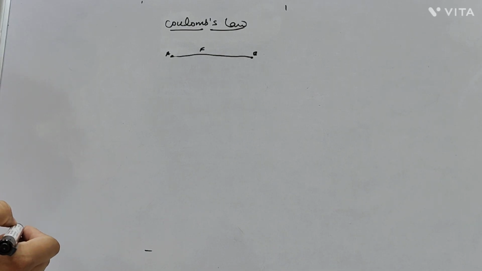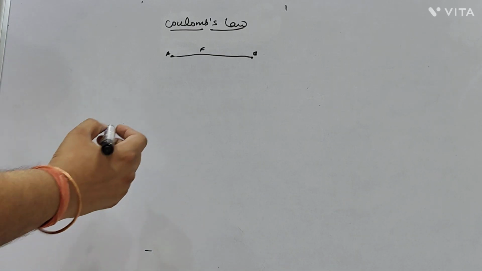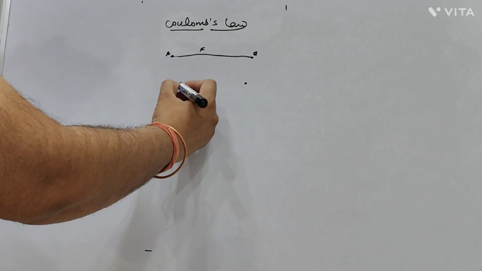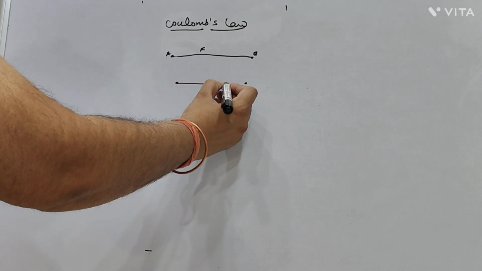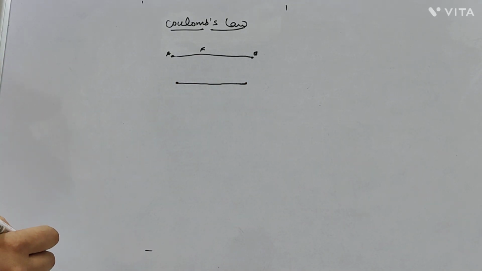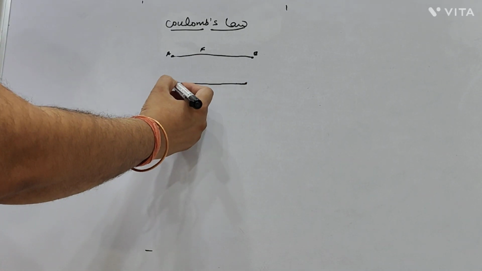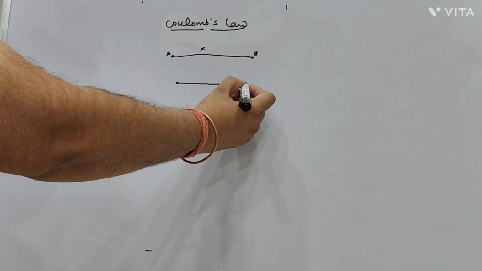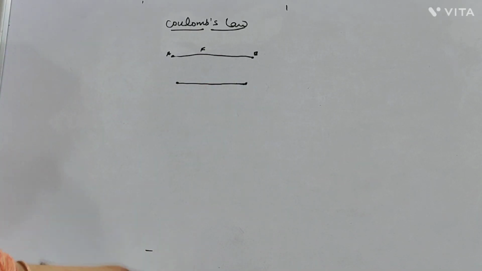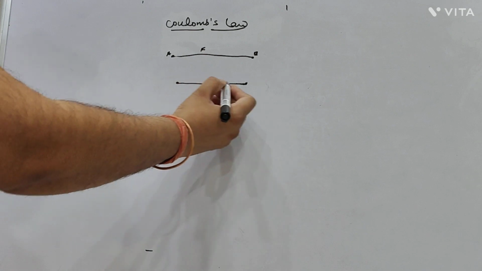Now, first of all, what are point charges? When the size of the charges is negligible in comparison to the distance between them, then these charges are taken as point charges and are marked as dots.